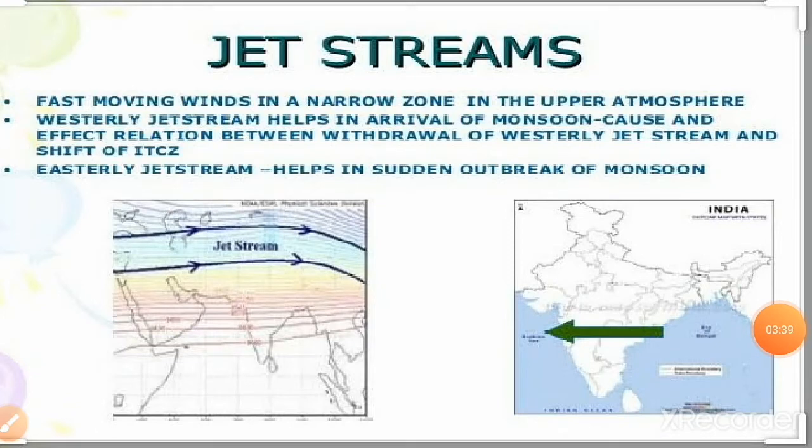The last important factor is jet stream. Jet stream is nothing but fast moving winds in a narrow zone in the upper atmosphere. It is classified into westerly jet stream and easterly jet stream. Westerly jet stream helps in arrival of monsoon wind. Easterly jet stream helps in sudden outbreak of monsoon.